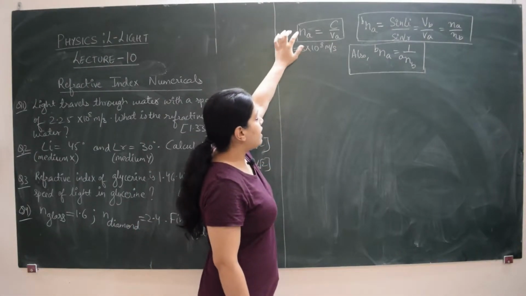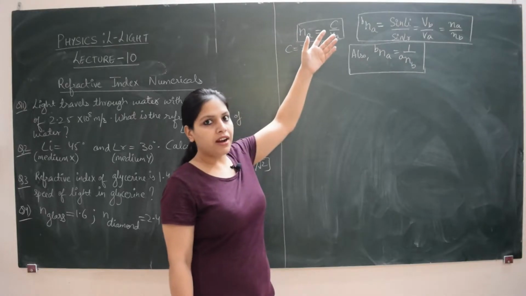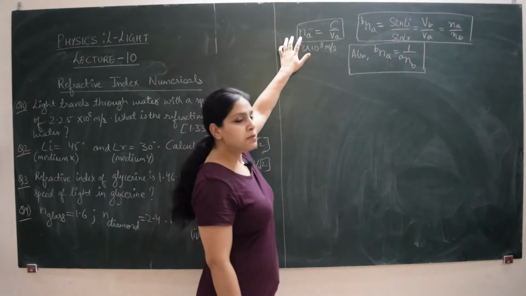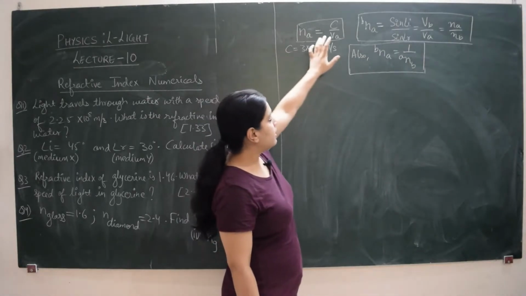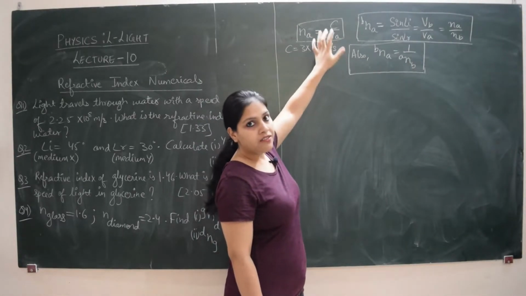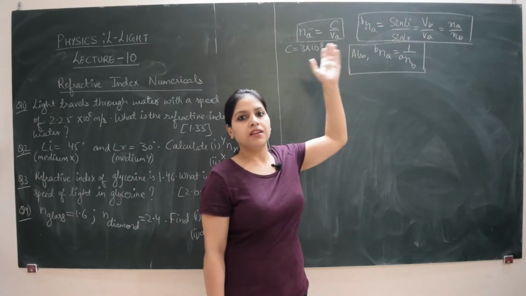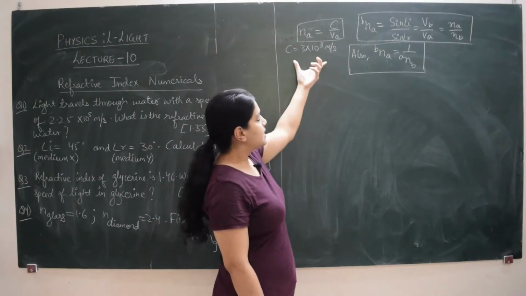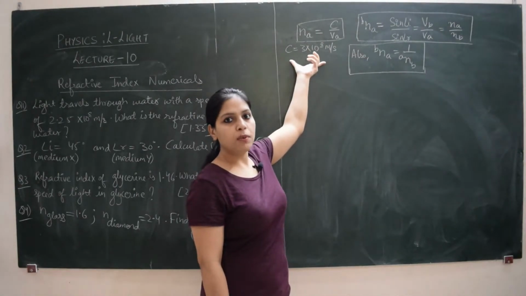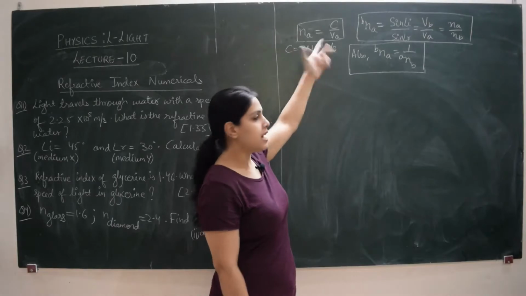So when I say NA, N is the symbol for refractive index. We are finding the absolute refractive index of medium A, and it is given by the relation C upon VA, where C is the speed of light in vacuum and VA is the speed of light in medium A. C has a fixed value, that is 3 into 10 to the power 8 meter per second. So you will be using this directly.